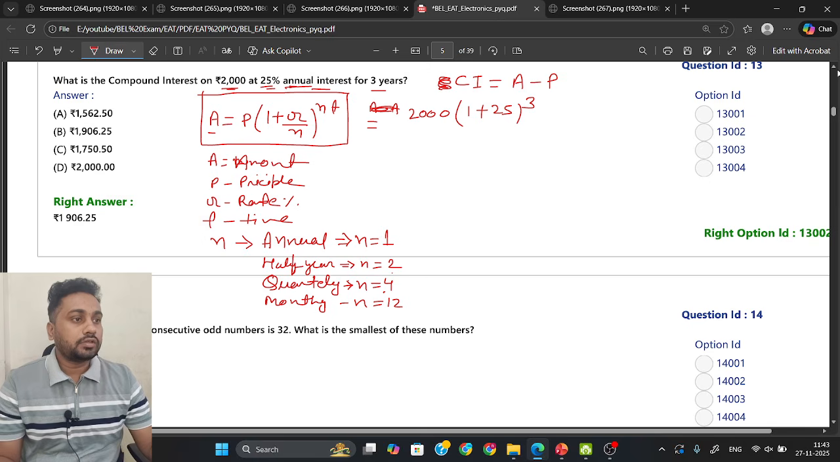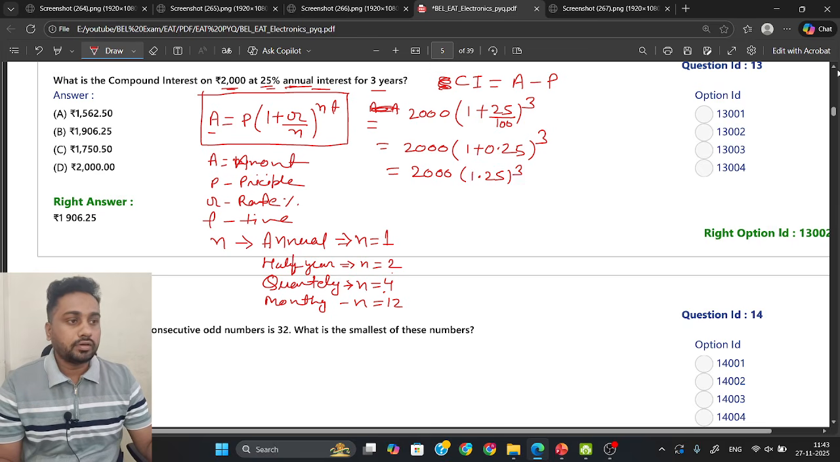Okay, now this is 25%, so 25 by 100. So this is your 2000, 1 plus 0.25, like that we can write, and this is power 3. Okay, so here it will be 2000 into 1.25 power 3. So we have to write the multiple of 3: 1.25 into 1.25, 3 times we can multiply.